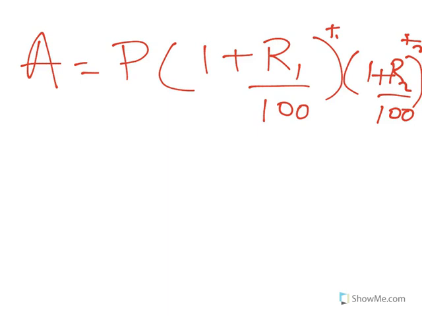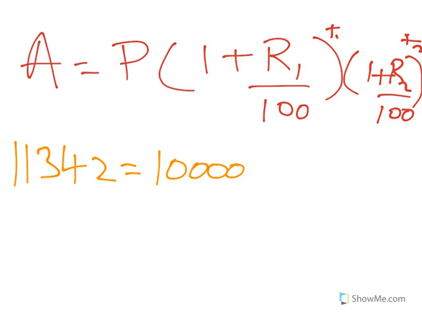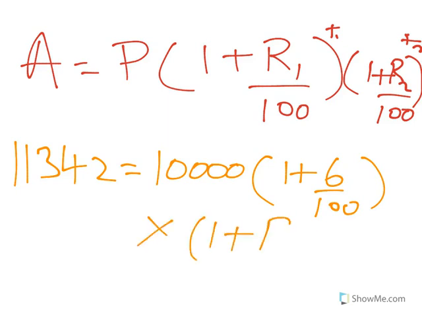Let's start. I know that the amount is 11,342. I know the principal is 10,000. I know that my first rate is 6%, and it was for 1 year, so I don't need to write anything on top. Now, the second rate, I don't really have space here, so I'm just going to write it down here. 1 plus, I'll leave it as R2 by 100. And I also know that this was for 1 year, so I don't need to mention that.